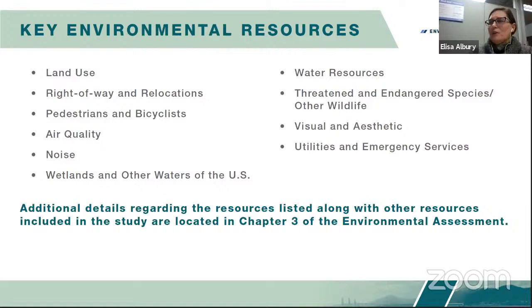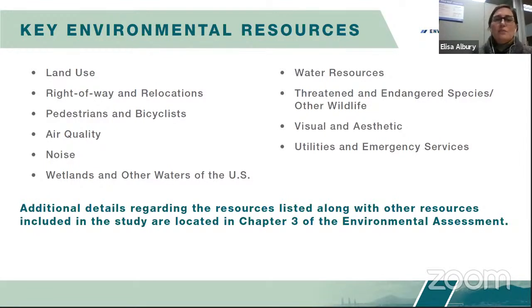One thing I'll just point out is, while we just have these little snippets of information that we're providing you tonight, there's a ton of detail on all of these resources listed on the slide, as well as all the others that we looked at. Those are going to be found in Chapter 3 of the EA. And just to touch back on some of the other sections that we've covered in our presentation, when Darren was talking about purpose and need, that's going to be found in Chapter 1. And the alternatives development and screening process that Ryan touched on would be in Chapter 2.